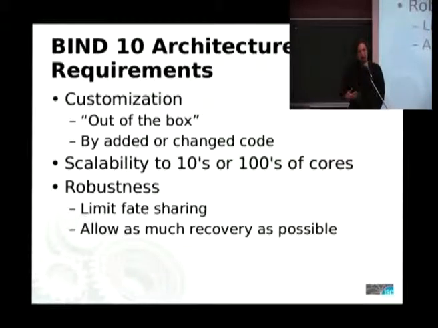So we decided we're going to write Bind10. There were a few requirements which went into the architecture, which I'll talk about, and I'll talk about the actual architecture in a couple of slides. One of the issues is that we want it to be customizable, both out of the box, where you just install it and it runs, and afterwards, where you can change it and have it run only the pieces that you want. The other requirement is that you need to be able to add or change the code easily. I mentioned the scalability to tens or hundreds of cores. And then the obvious one is robustness. We want to avoid the problems that we had with Bind9. We want to limit this fate sharing that I just discussed. And if a problem is discovered, we want to allow the system to recover as much as it's possible to do so.